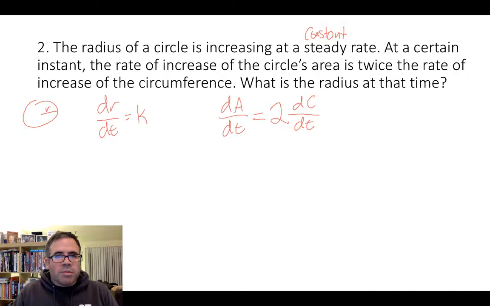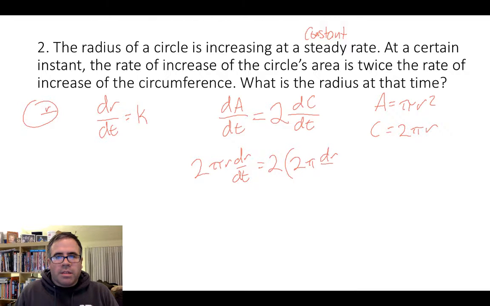Luckily, most people should know that. The area of a circle is, of course, pi times the radius squared. The circumference of a circle is, of course, 2 pi times the radius. From this, we have that dA/dt is 2 pi r dr/dt. From this, when we sub in, that will be 2 pi times dr/dt.